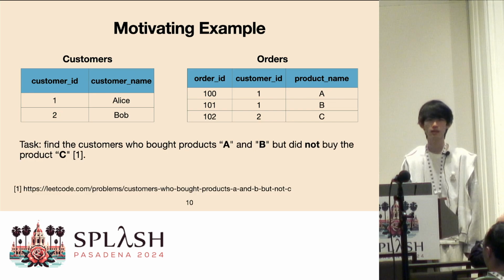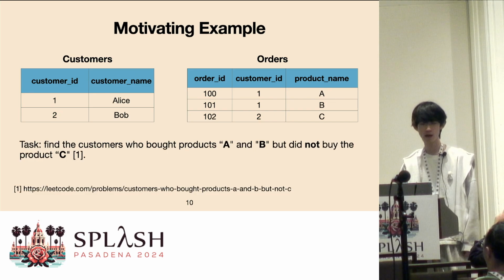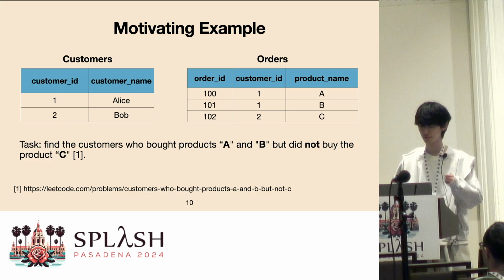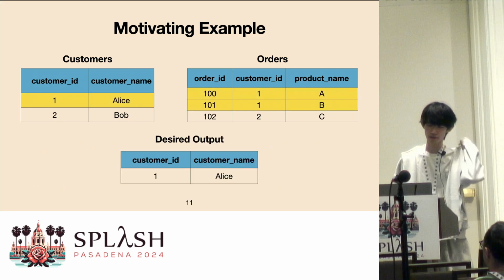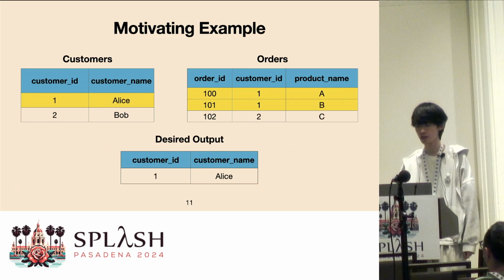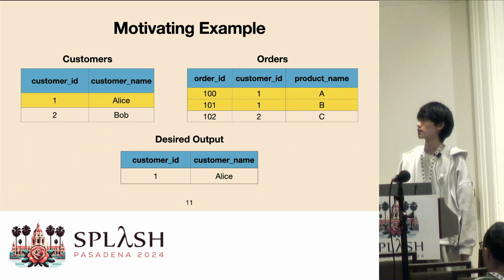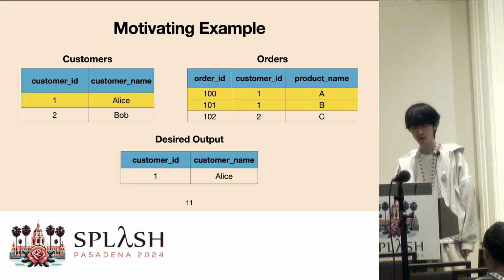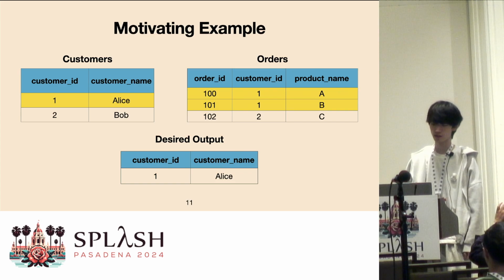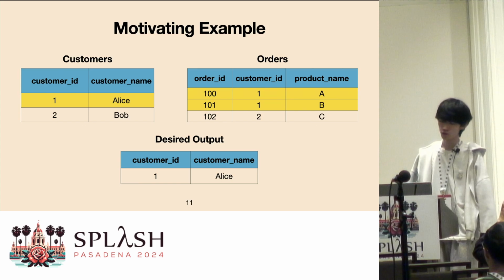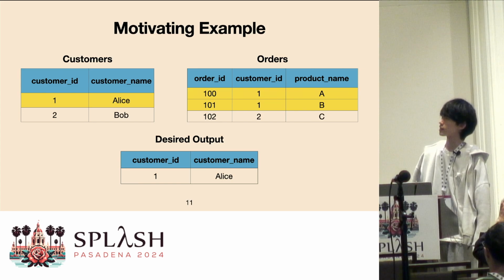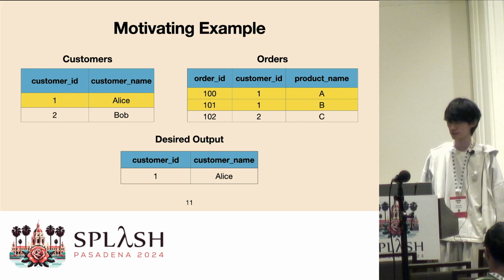Given this database, we are asked to write a query to find the customers who bought both product A and B but did not buy product C before. So in this case, a desired output will be like this. Specifically, there's one row in the output table where the customer ID is 1 and the customer name is Alice, who is the only customer who bought both A and B but did not buy product C.